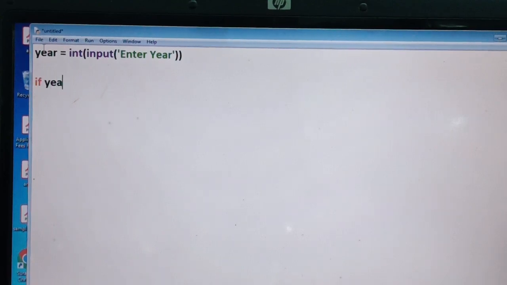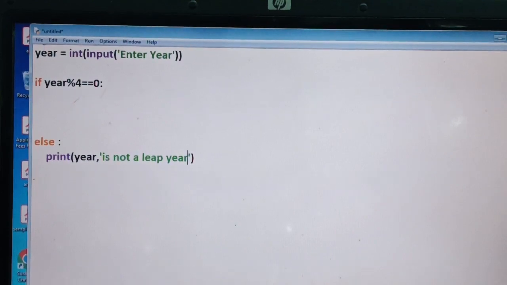So if year modulus 4 is equal to 0, this is the first condition, which checks whether the year is divisible by 4 or not. If it's not divisible by 4, let me write the else part. Then definitely that year is not a leap year. Fine, so I've written the else part.